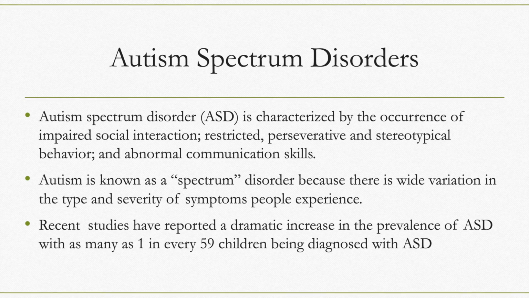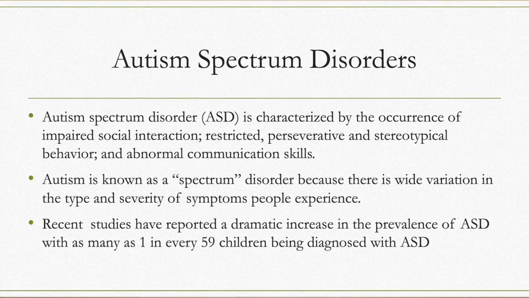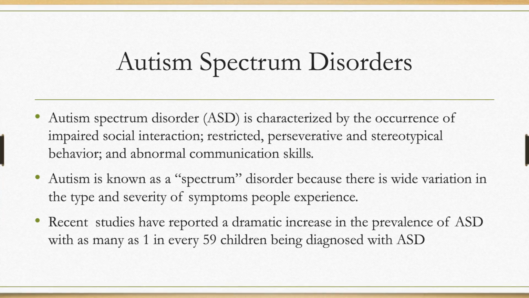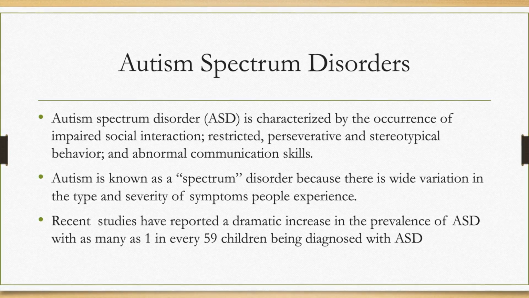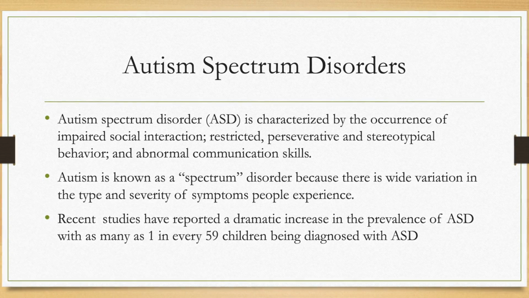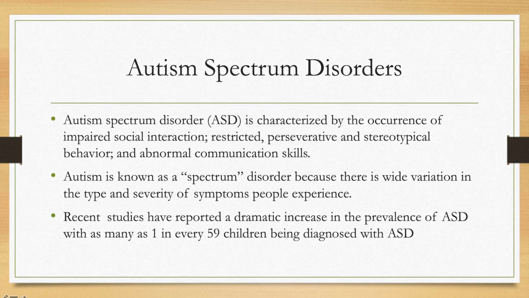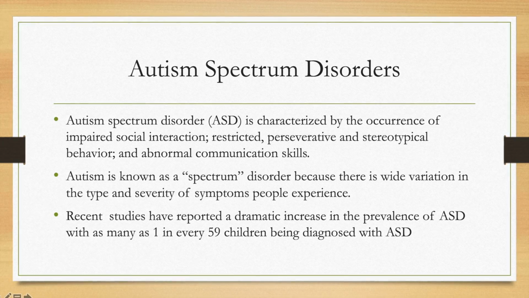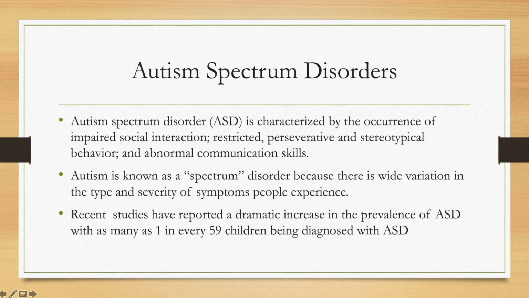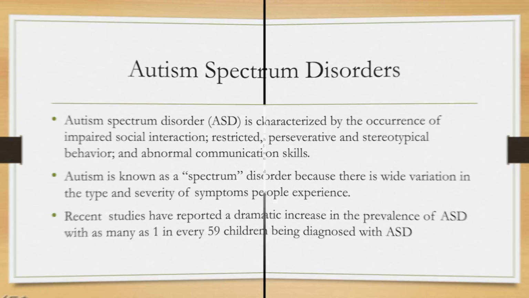Autism is characterized by the occurrence of impaired social interactions, restricted, perseverative, and stereotypical behavior, and abnormal communication skills. Autism is known as a spectrum disorder because there is a wide variation in the type and severity of symptoms people experience. Recent studies have reported a dramatic increase in the prevalence of autism spectrum disorders, with as many as 1 in every 59 children being diagnosed with autism.